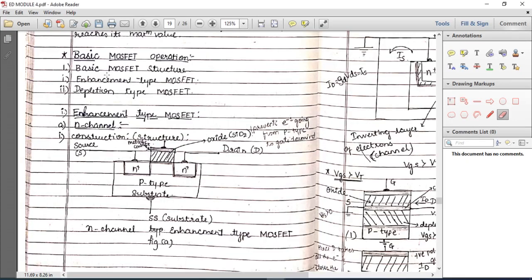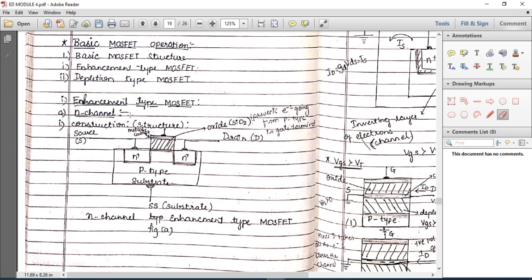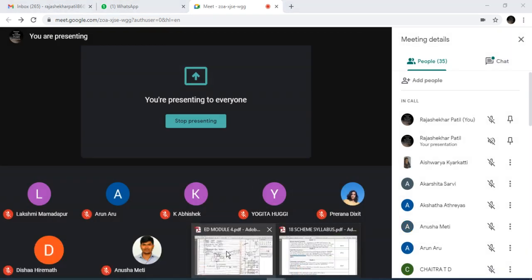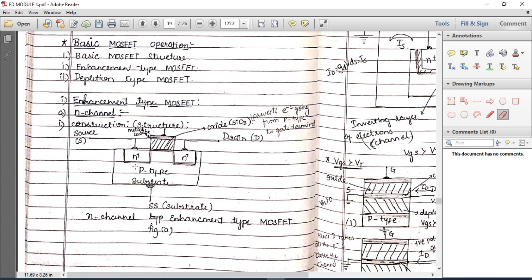So in that we are going to start with the basic MOSFET structure. First topic is enhancement type MOSFET. Okay, so now in that we are going to discuss two types. One is N-channel enhancement type MOSFET and the second is P-channel enhancement type MOSFET. So here, I will start with the first, N-channel enhancement type MOSFET. Using that we are going to discuss how the enhancement type MOSFET is constructed and how it operates. That is what we are going to discuss in this concept.